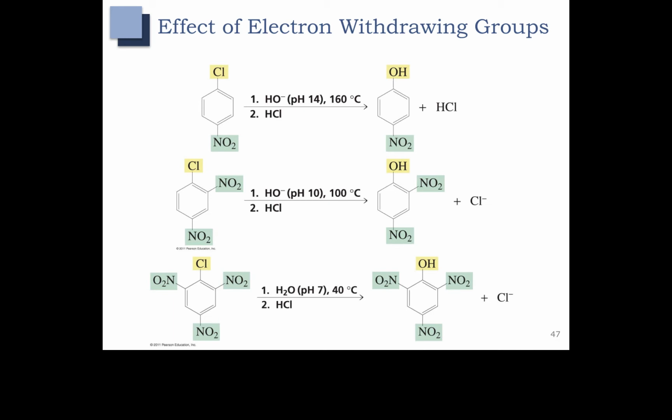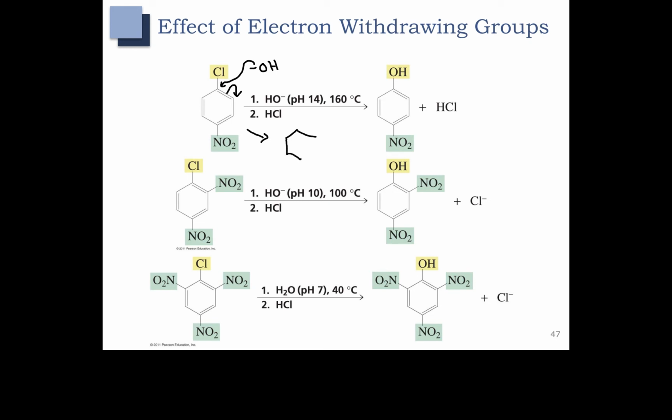And in the last example, we have three electron withdrawing groups, and again, we can drop the temperature and the pH and the reaction still works. So the more electron withdrawing groups that you have, the easier this reaction is going to go. What happens in this reaction is our hydroxide is going to attack at the carbonyl carbon. The electrons come onto the benzene ring. That negative charge on the benzene ring is going to be stabilized by an electron withdrawing group.